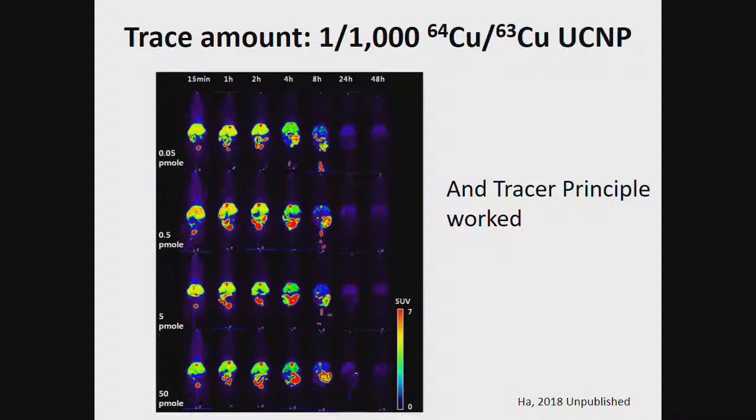So we decreased. 50 picomole is the largest one here, and 1,000th here, 0.05 picomole. We were interested in whether that kind of small amount is going to represent the behavior of the huge amount of nanoparticles. So you can find here gallbladder, all those gallbladder. It means that they are taking the same route, and the tracer principle worked. That's my interpretation.